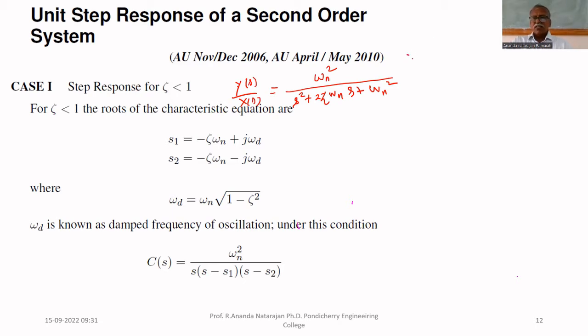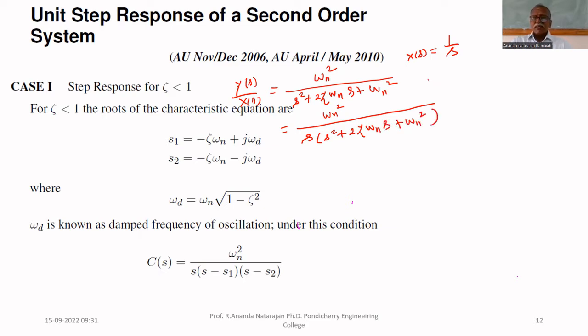Here, let us assume that X(s) is a step input, a unit step input, that is 1 upon s. Therefore, this becomes omega n square upon s multiplied by s square plus 2 zeta omega n s plus omega n square.